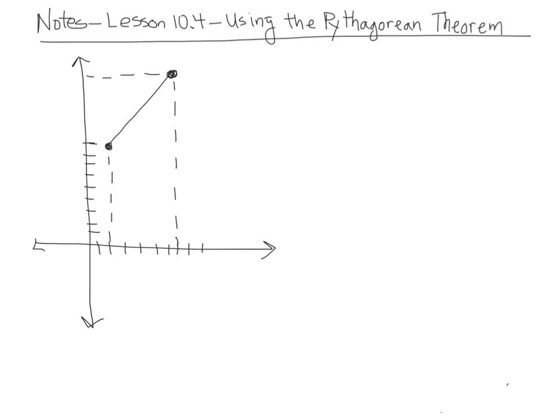It's Notes Lesson 10.4. We're going to use the Pythagorean Theorem to come up with a new formula. It's called the distance formula. But before we begin, you need to get this drawing on your paper. So you might want to pause the video right now to get this sketched onto your paper. Okay, so pause the video, get this sketched, and then start it back up.